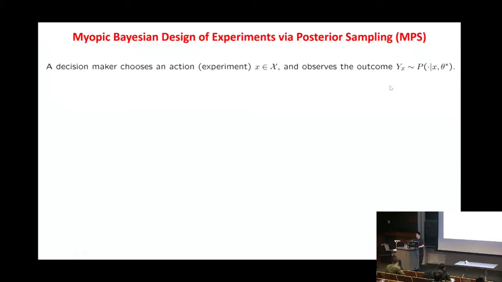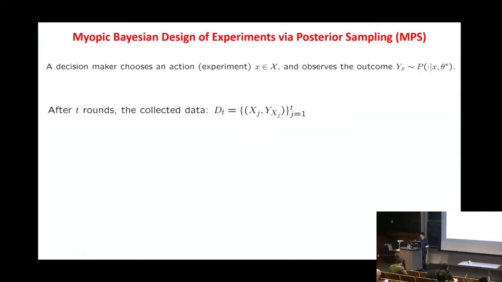And you also assume that what you observe, this y of x, of course depends on the experiment you run, but it also depends on parameters that you don't know. Those are theta star, and you want to estimate those parameters. And you will, in T rounds, collect data. So x_j is the experiment you run, and y(x_j) is the observation of the experiment.